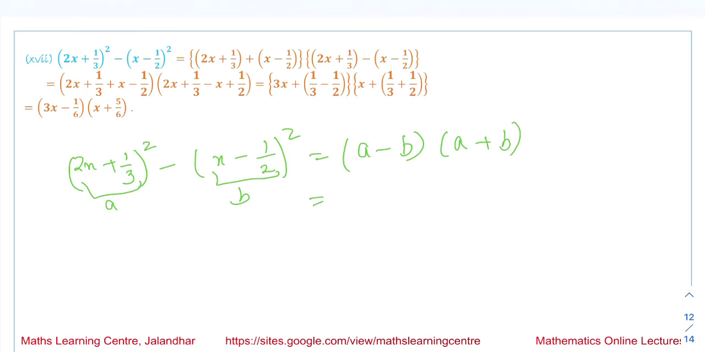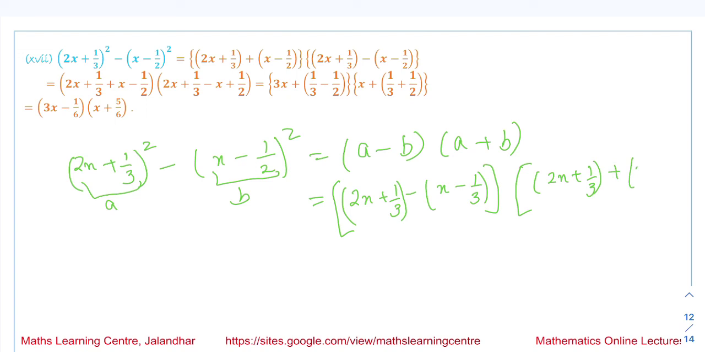So in place of a, we are writing 2x plus 1 by 3. In place of b, we are writing x minus 1 by 2. Then into a plus b, where a is 2x plus 1 by 3 and b is x minus 1 by 2. And you will solve these terms. You will get the answer: 3x minus 1 by 6 into x plus 5 by 6.